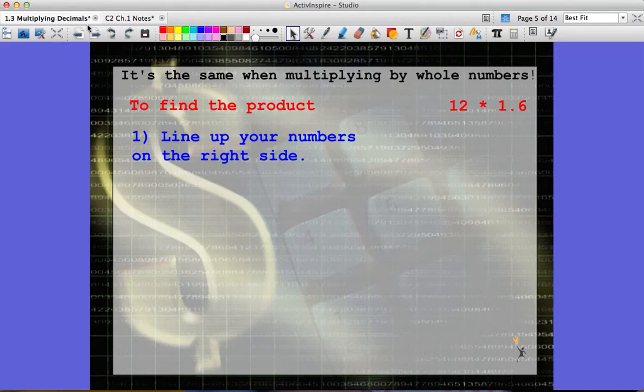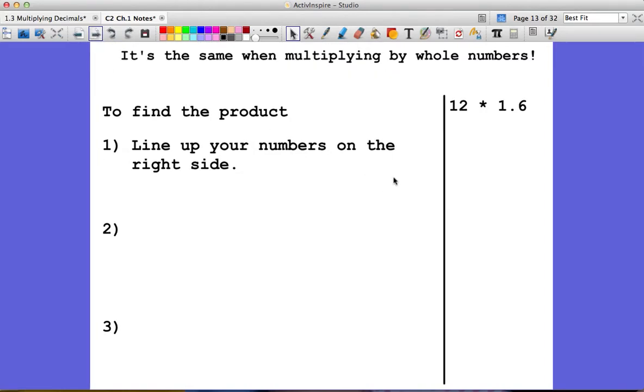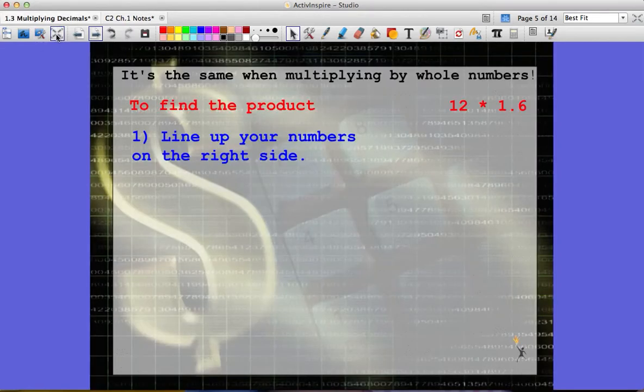Alright, so now we are going to talk about how to multiply decimals by whole numbers. So again, you're going to want to make sure to fill out all the examples here and all your steps here. Your steps actually are not that different at all. Line up your numbers on the right hand side. So even though 12 doesn't have a decimal, you're going to line up the 2 and the 6. This makes multiplying easier so you don't have so many zeros in your product.